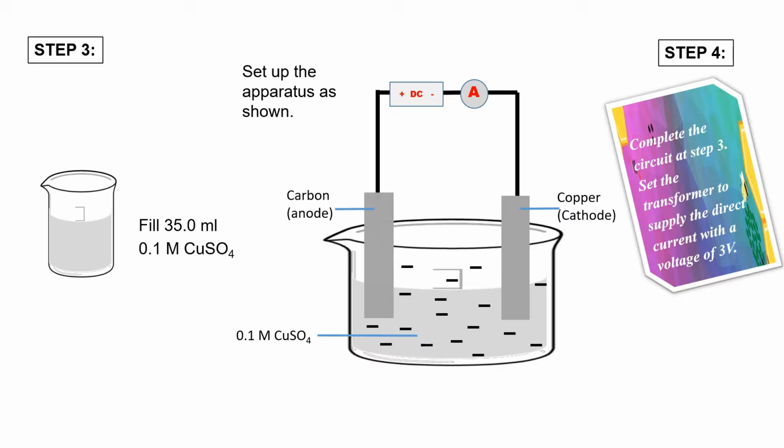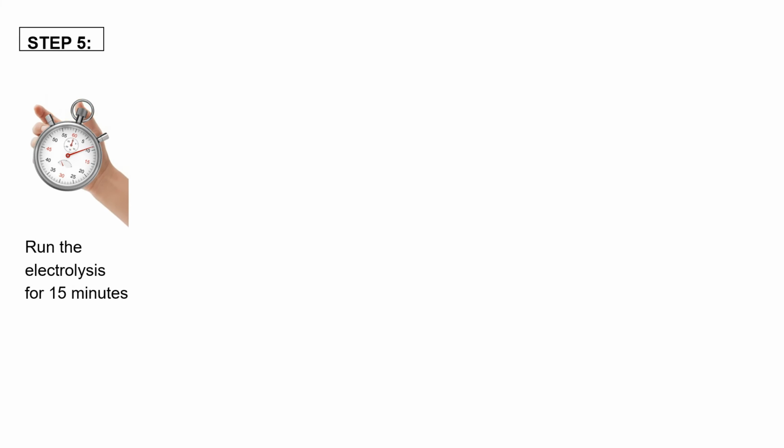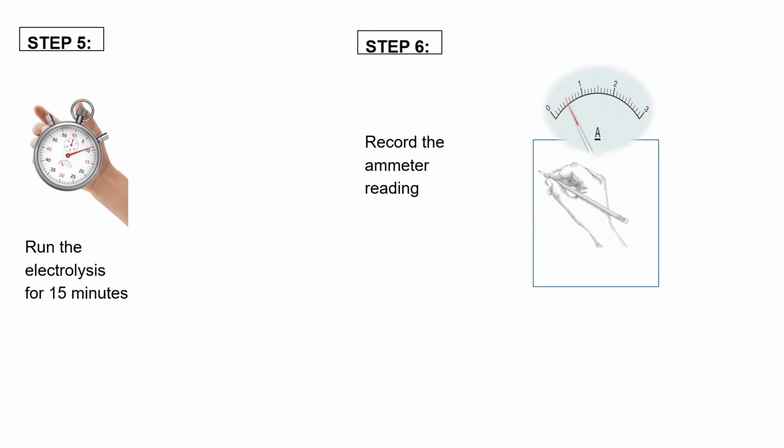Step 4. Complete the circuit from step 3. Set the transformer to supply the direct current with a voltage of 3 volts. Step 5. Run the electrolysis for 15 minutes. Step 6. Record the ammeter reading and your observation of each electrode.